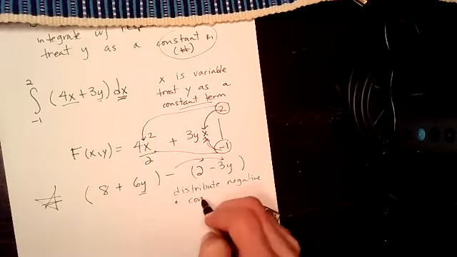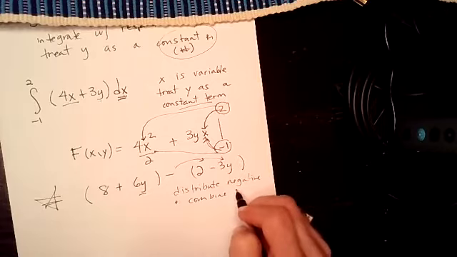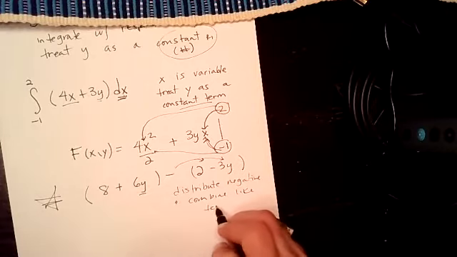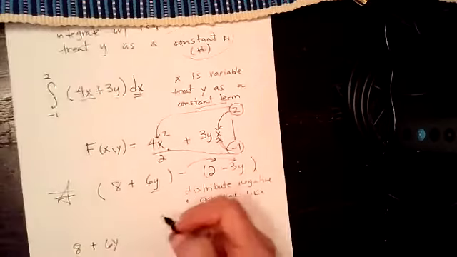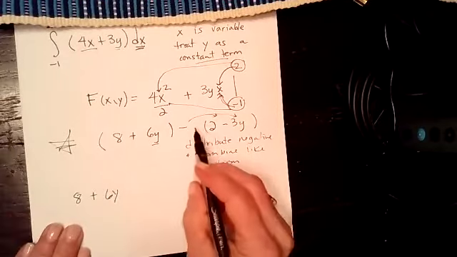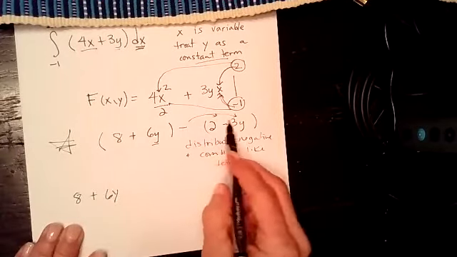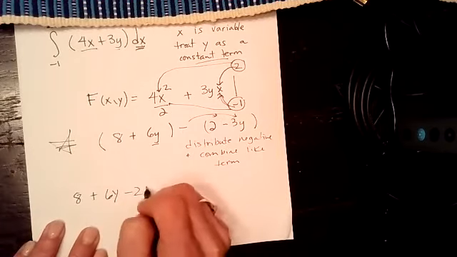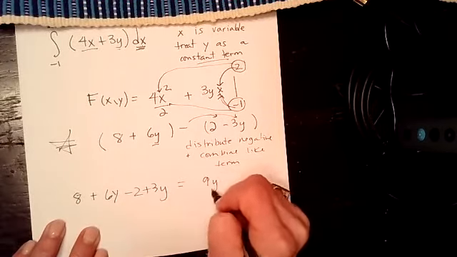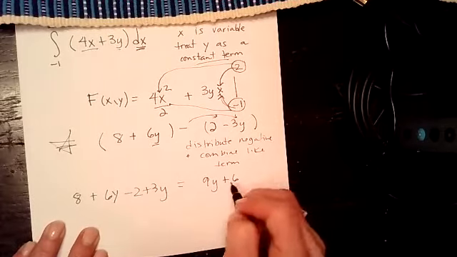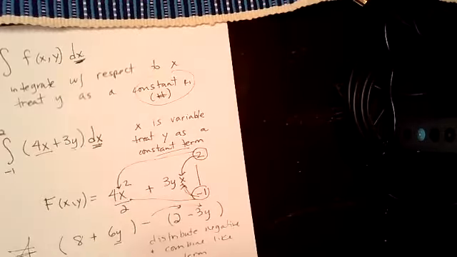And combine like terms. So I have 8 plus 6y, okay, minus 2 plus 3y. So I'm left with 9y plus 6. Okay, all right.